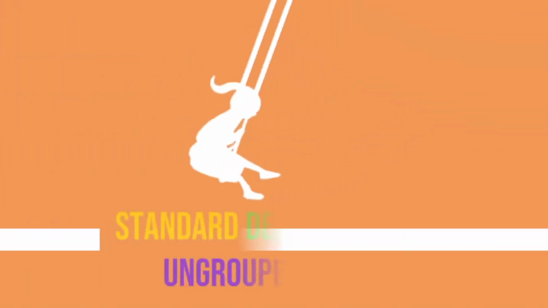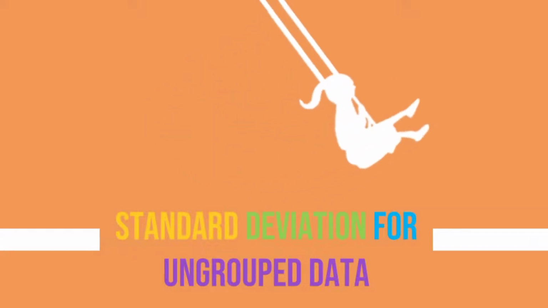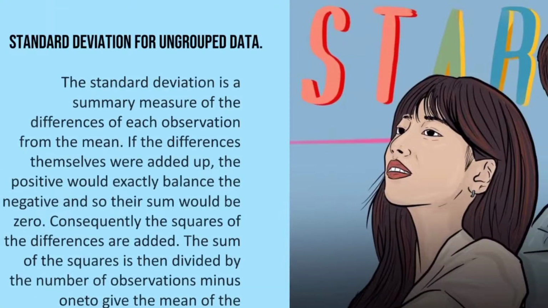And now, on to the third lesson: standard deviation for ungrouped data. The standard deviation is a summary measure of the differences of each observation from the mean. If the differences themselves were added up, the positive would exactly balance the negative, and so their sum would be 0.